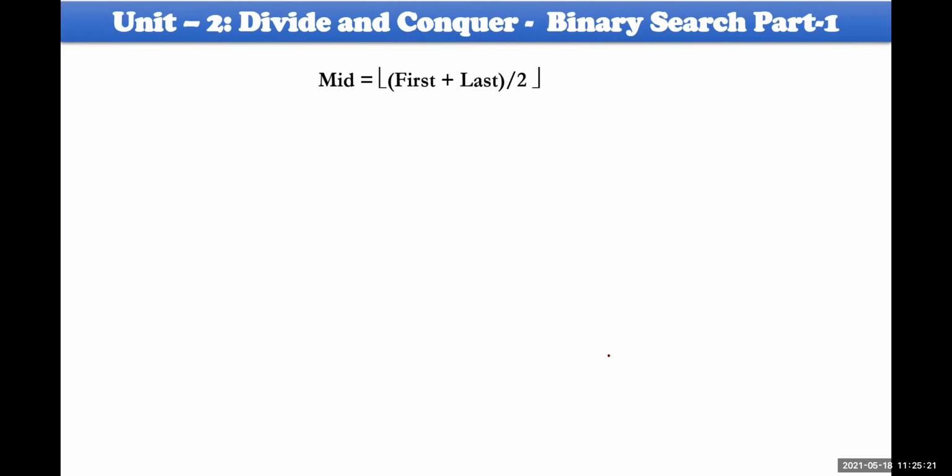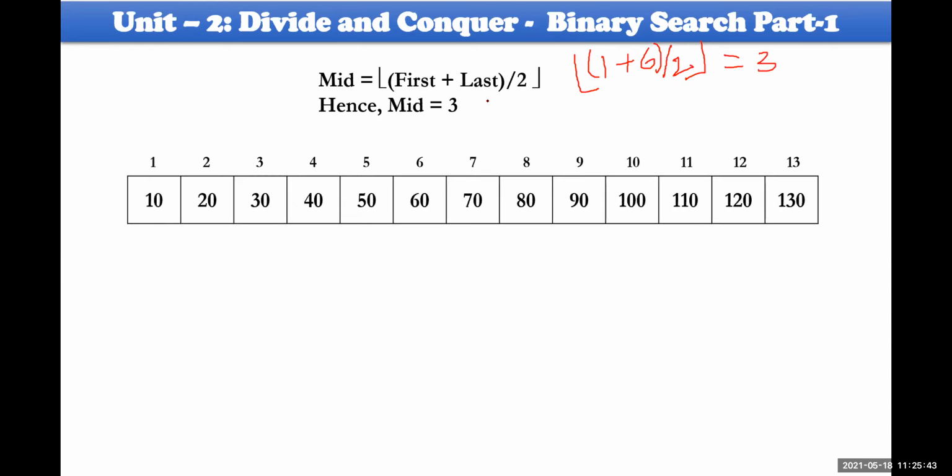Here mid equals first plus last divided by 2. So that is 1 plus mid minus 1, where mid minus 1 is 6, so 6 plus 1 is 7. 7 by 2, which is the floor value, will be equal to 3. The mid value right now is 3. So your elements will be seen in such a way: here it is 1, here it is 3, and here it is 6.